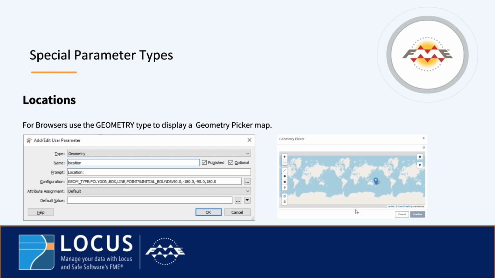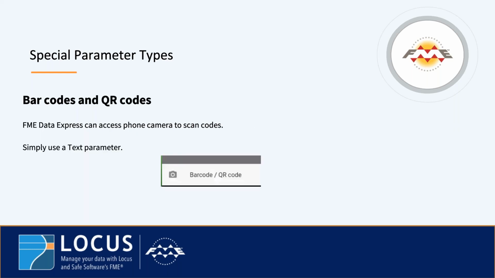The other special parameter that we have available is barcodes and QR codes, particularly in FME Data Express. You might want to develop an app where you can go around and scan barcodes or QR codes. And I'll show you an example of where I'm going to find that useful shortly. With FME Data Express, there's nothing special about that. All you do is create a text user parameter, and you'll automatically have the option to populate that text parameter with a barcode or a QR code.